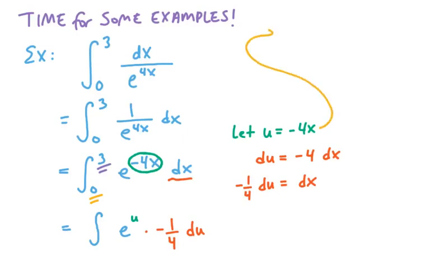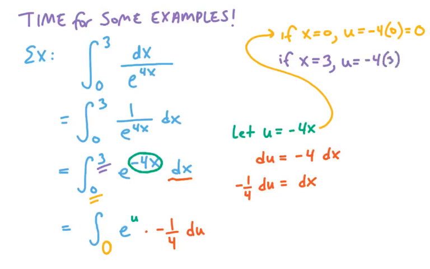Let's take the lower limit of 0. If x is equal to 0, then u, by definition, is negative 4 times that x value, and negative 4 times 0 is actually still 0. So the lower limit is still 0 in terms of u. Now the upper limit was 3 for x. So if x is equal to 3, when we plug that into our definition of u, which says that u is negative 4 times x, we now get a negative 12 for the value of the upper limit. So the new, quote, upper limit is negative 12.